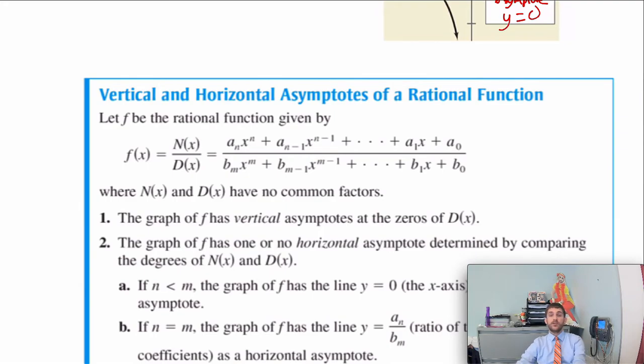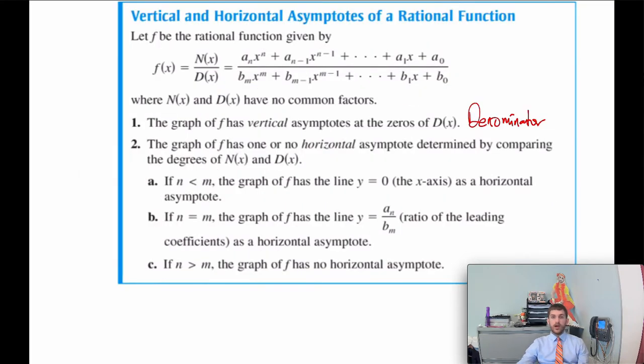The graph has vertical asymptotes for the zeros of D of x. In other words, the zeros of your denominator. Whatever makes your denominator equal to 0 is going to be a vertical asymptote. Now the graph of f has one or no horizontal asymptotes, determined by comparing the degrees. The degree of the numerator is n, the degree of the denominator is m. If n is less than m, then the graph has the line y equals 0 as its horizontal asymptote.